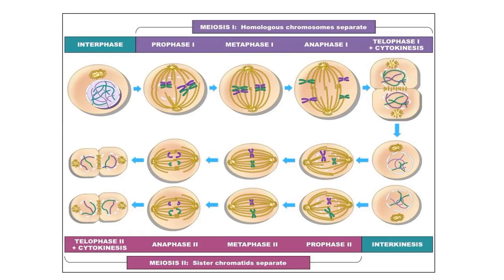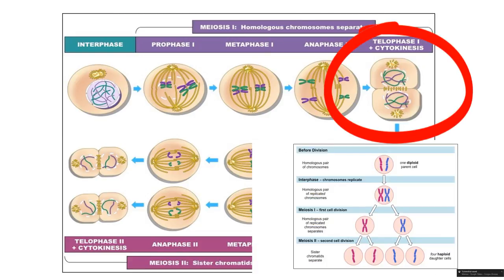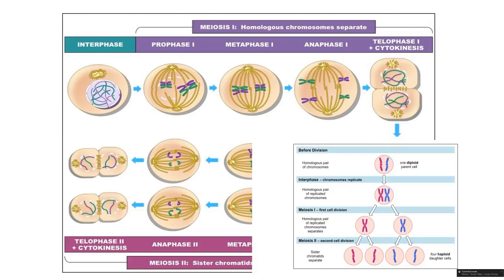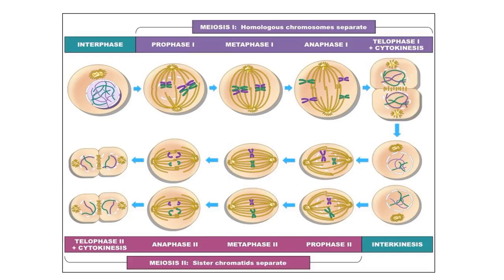The next stage is anaphase 1. At this point, the spindle fibers contract and split the bivalent, causing the homologous chromosomes to move to opposite poles of the cell. The last stage of meiosis 1 is telophase 1. This is where the chromosomes decondense, the nuclear membrane may reform, and the cell divides to form 2 haploid daughter cells. The last part is called cytokinesis.